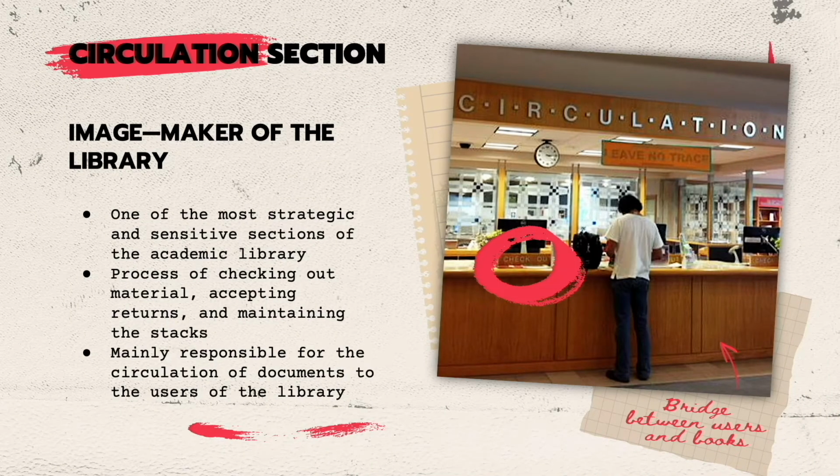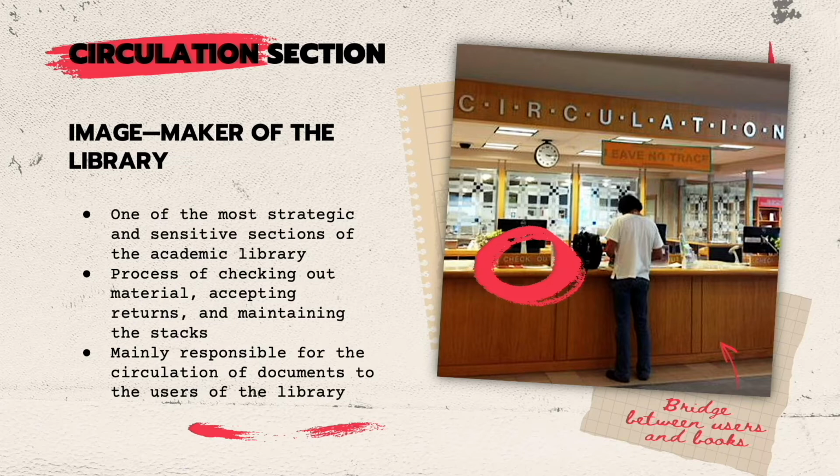Up first is the circulation section. The circulation, or lending section, is one of the most strategic and sensitive sections of the library. Circulation is the process of checking out material, accepting returns, and maintaining the stacks. This section is mainly responsible for the circulation of documents to the users of the library. This section acts as a bridge between users and books.